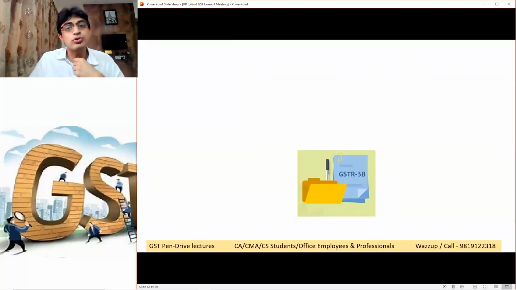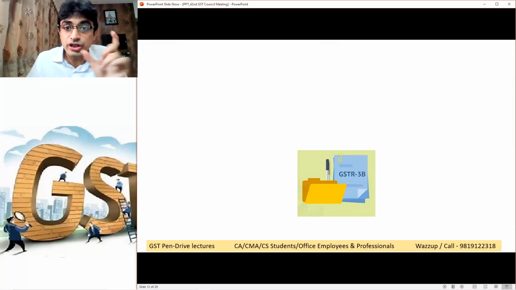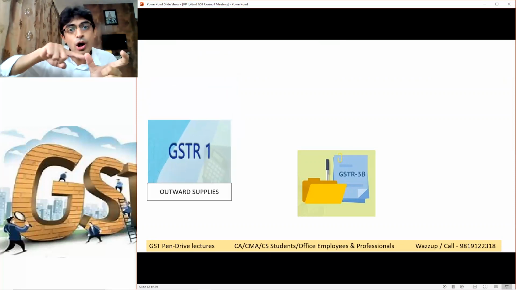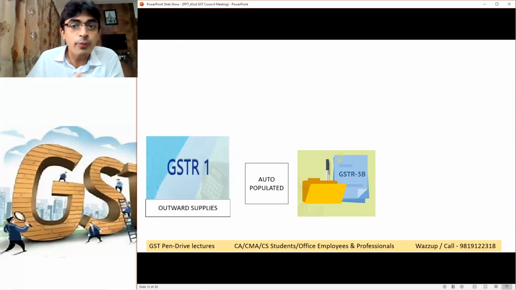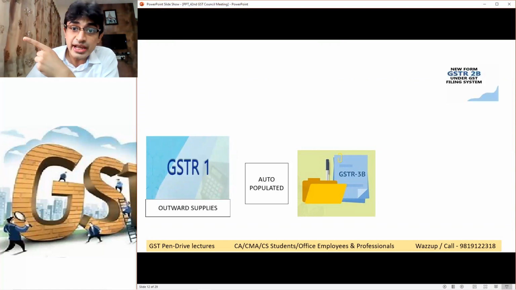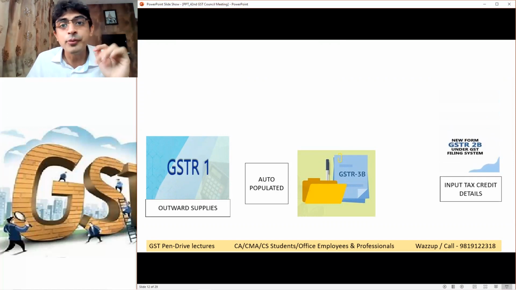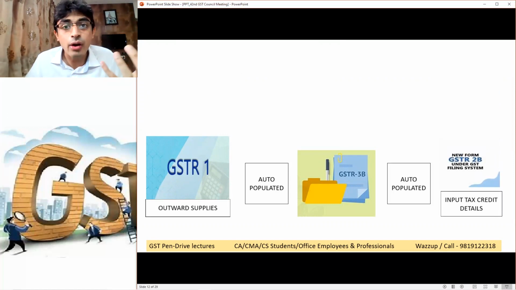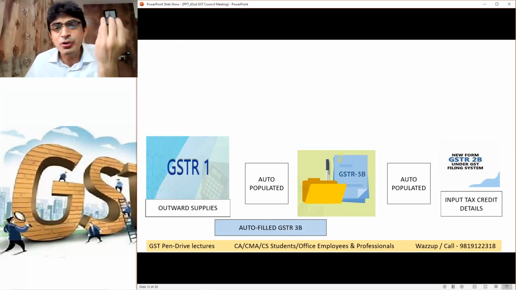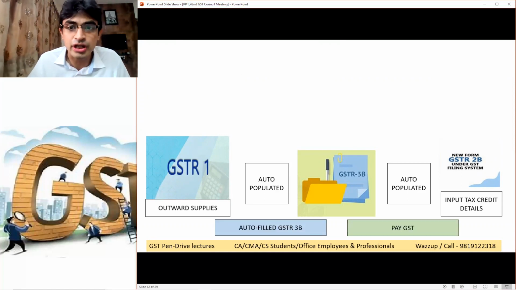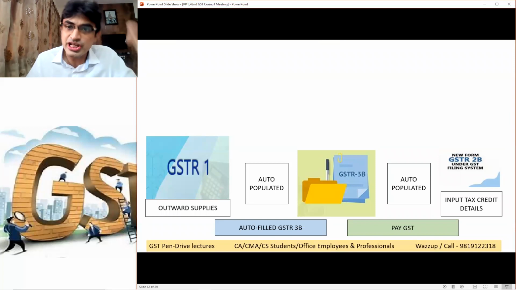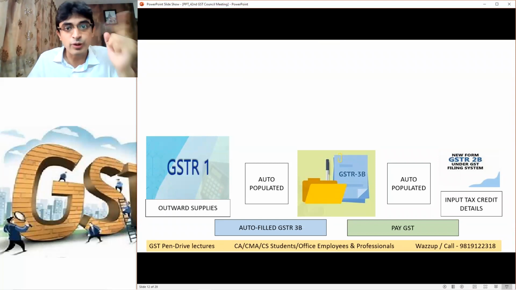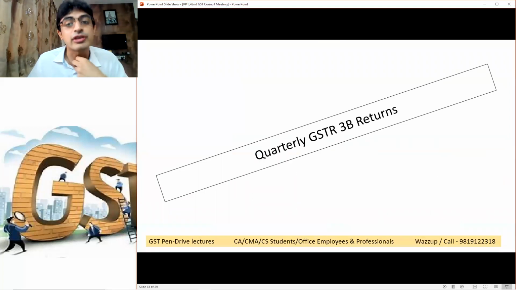So what is the conclusion? Now in your GSTR 3B, through GSTR1, all the outward supplies shall be auto-populated. Through GSTR 2B, all the input tax credit shall be auto-populated in 3B. So the entire 3B is now getting auto-populated. Auto-fill 3B, you are going to get in future. You just need to make the payment of GST. Matter over in a few seconds. So this is the first update which is proposed in the 42nd GST Council meeting.